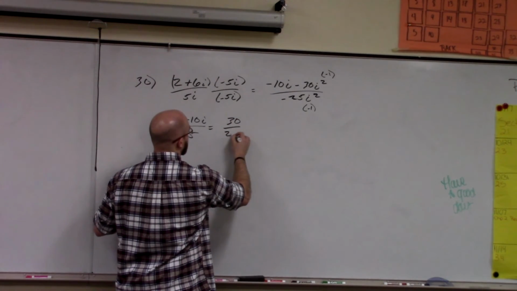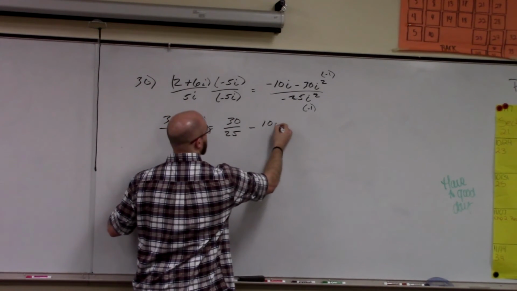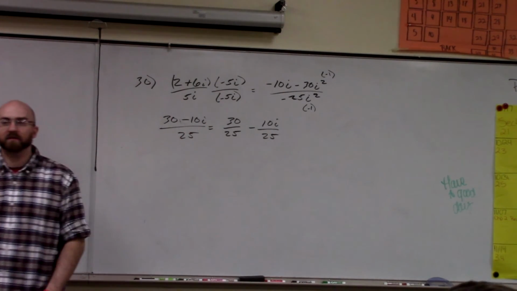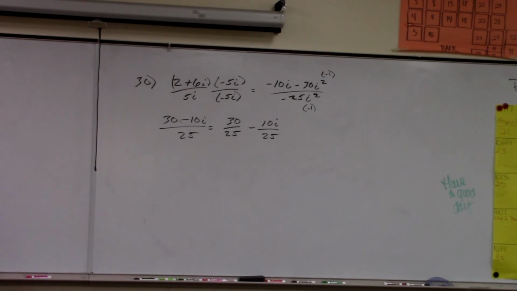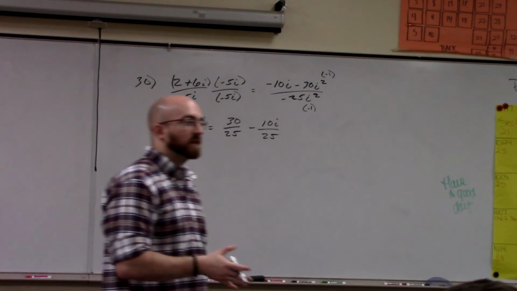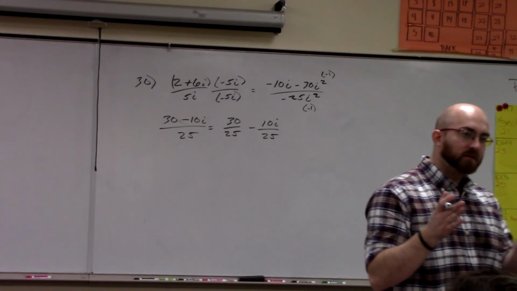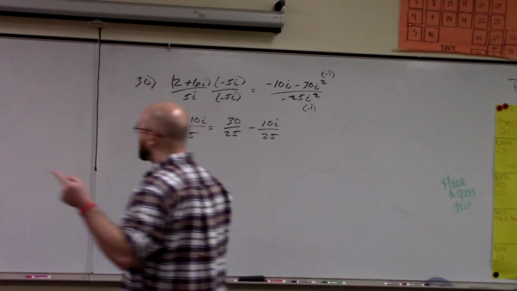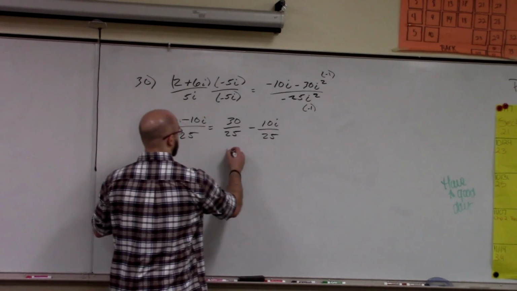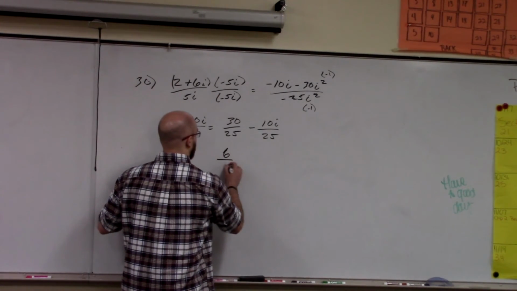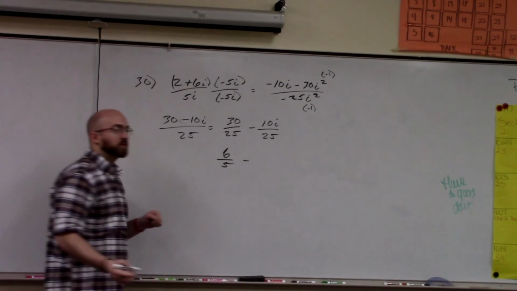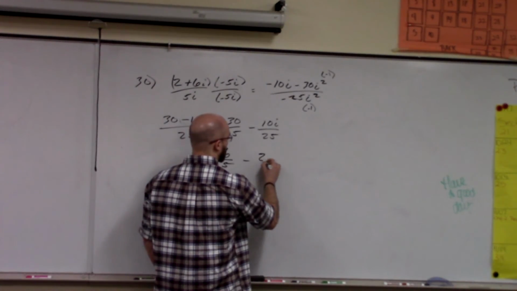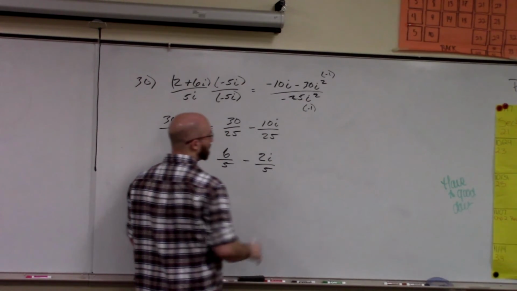Before you start to simplify, I want you to get in this habit: 30 divided by 25. The reason is that some of you will simplify one thing and not the other. That 25 goes to both terms. So 30 over 25 is the same as 6 over 5. 10 over 25 is the same as 2 over 5. So 2i over 5. There's your answer.